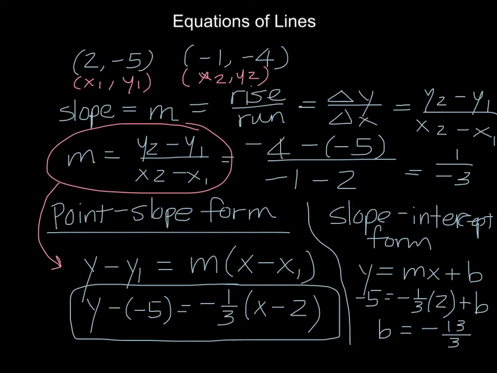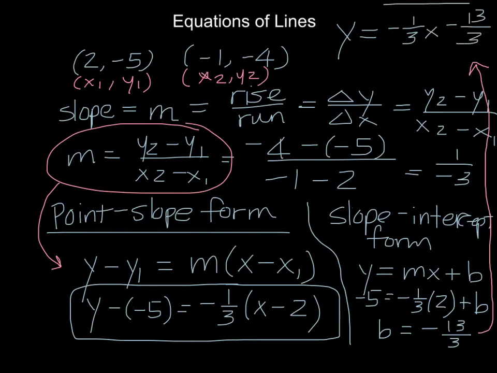Now I'm running out of room, so I'm going to write it up here in the upper right corner. So your official answer is going to be y equals the slope, which is -1/3, x, plus b, which is -13/3. And that is the slope-intercept form.